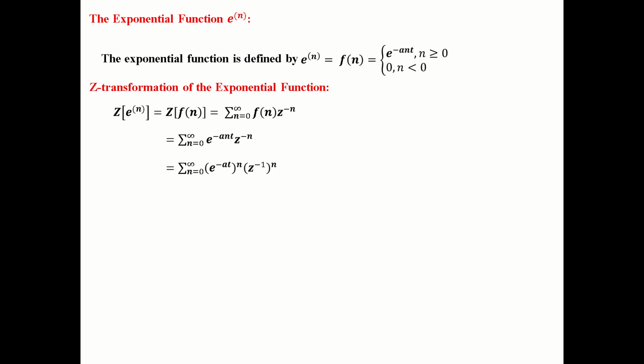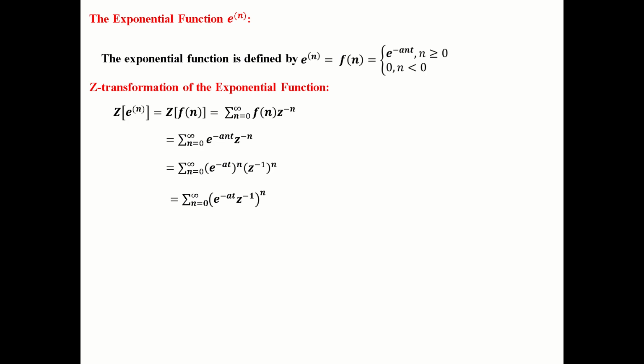Grouping these two, the summation n equal to 0 to infinity of e power minus a t z power minus 1, whole power n. So substituting the values of n, you will get 1 plus e power minus a t z power minus 1 plus e power minus a t z power minus 1 square plus etc. We know 1 plus x plus x square etc. is 1 minus x, whole power minus 1. Here in the place of x you have e power minus a t z power minus 1. So you will get 1 minus e power minus a t z power minus 1, whole power minus 1.